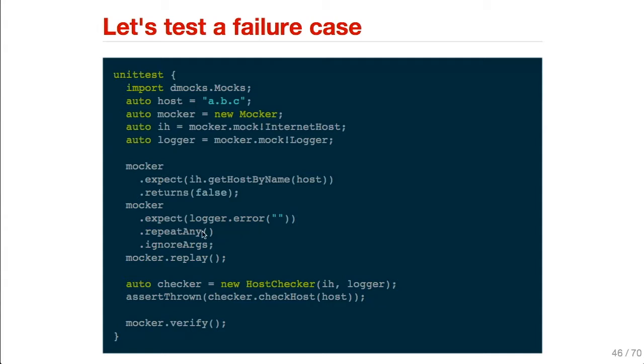And we're going to expect any number of calls to the logger.error function. And we don't care about the arguments that are passed. I don't care about verifying the log message. So basically, I'm going to expect that there's a call to get host by name. I'm going to program it to return false. And I want to make sure that we log an error. And now when I do the same call to construct the host checker with the mock objects I've created, I can basically say, I want checkHost to throw. And then I want to verify that this series of operations happened exactly in that order.